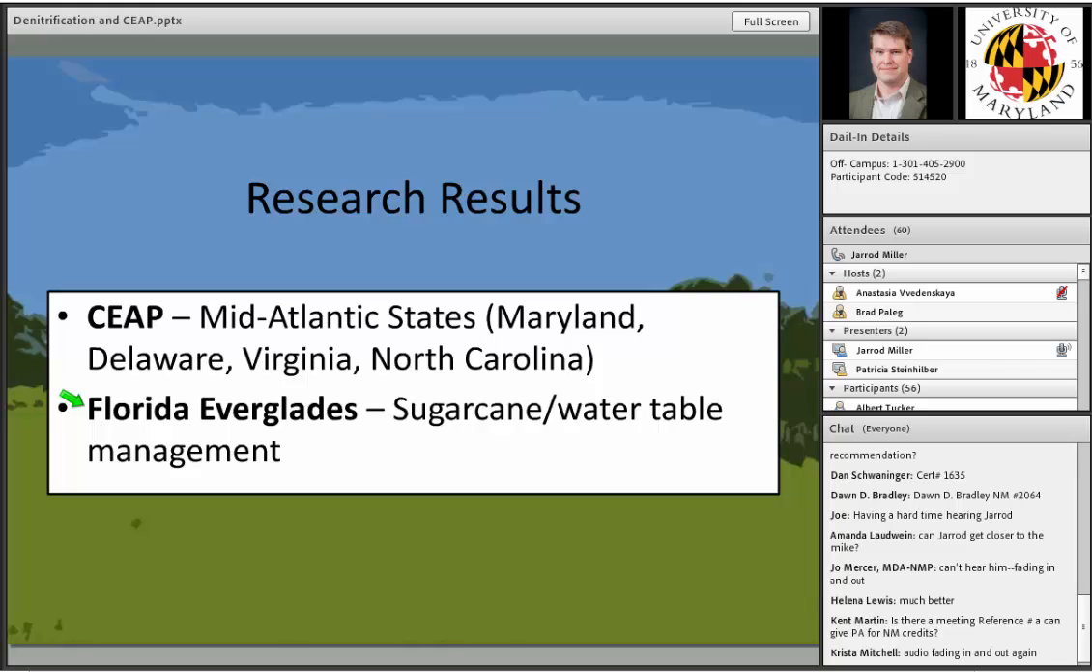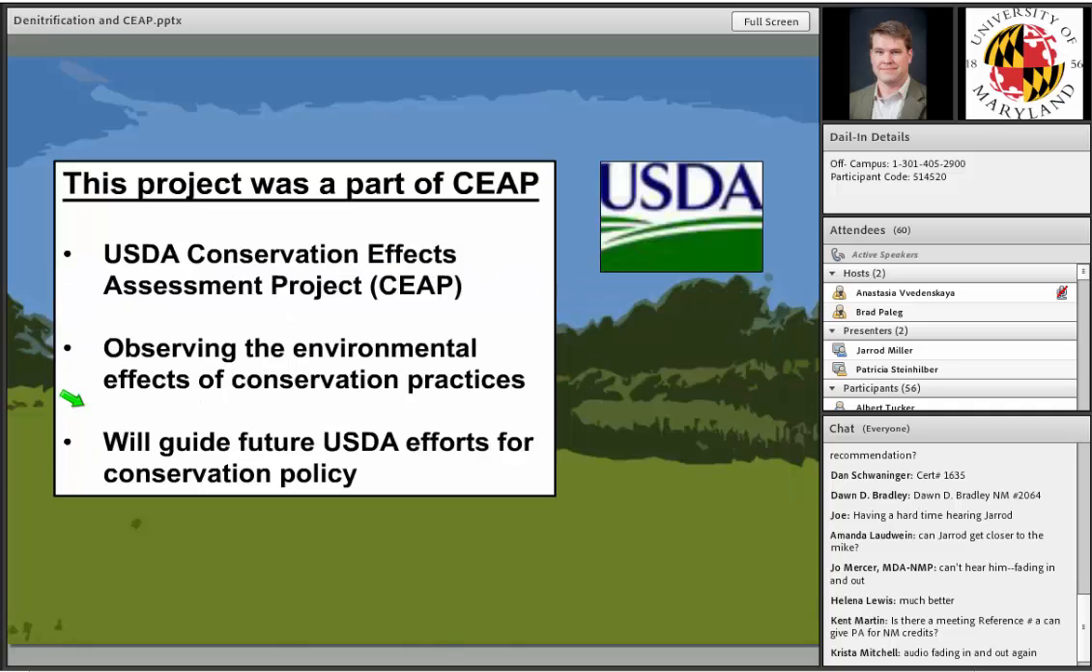So the SEEP project is the USDA Conservation Effects Assessment Project. It's about observing environmental effects of conservation practices. So we go out and look at restored wetlands, how they've been restored and their ecosystem functions. How well are these restorations working? Are they going the direction they want them to? And this is supposed to help the USDA guide future efforts for conservation policy. So if one restored wetland or one method is working better than another, it can guide future efforts.